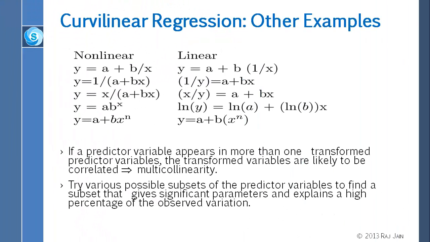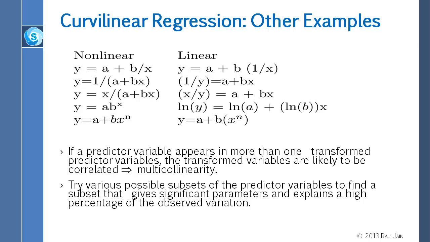If y is equal to a plus bx, the linear would be y is equal to a plus b times 1 upon x. 1 upon x is the transformation that we use. If y equal to 1 upon a plus bx, then the transformation is 1 upon y is equal to a plus bx. This is a linear regression.